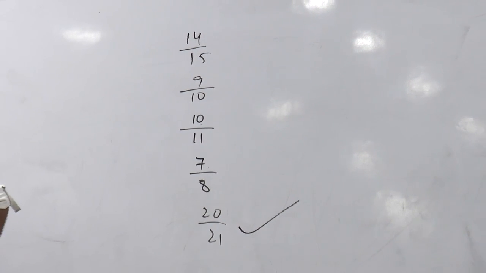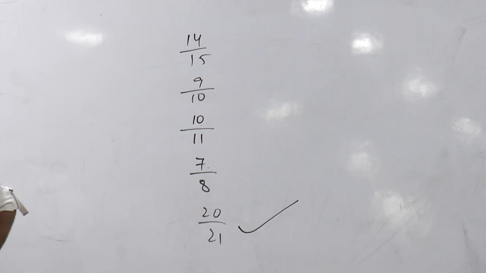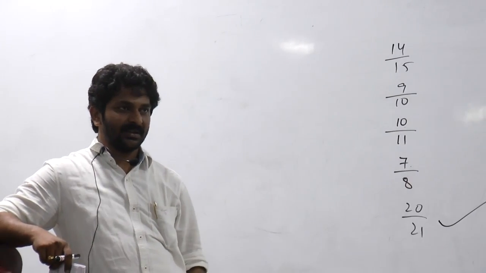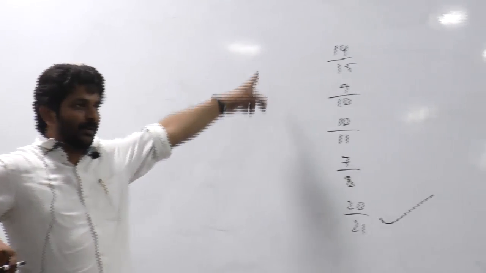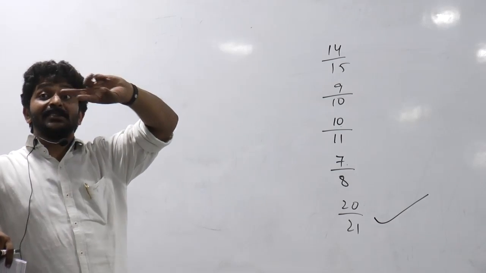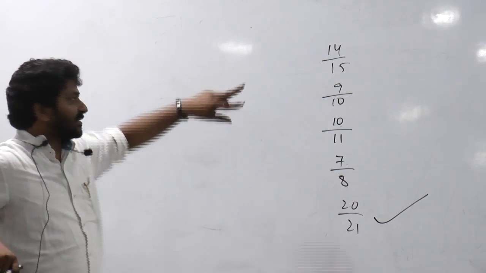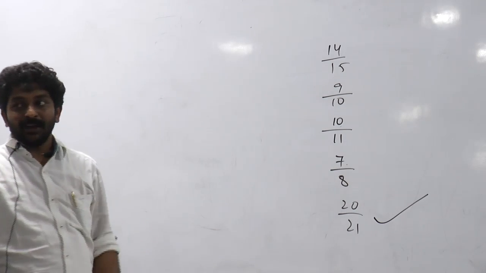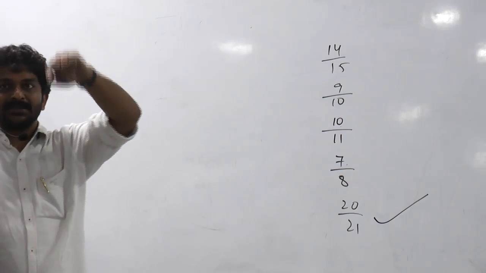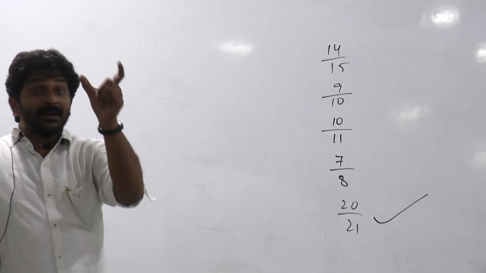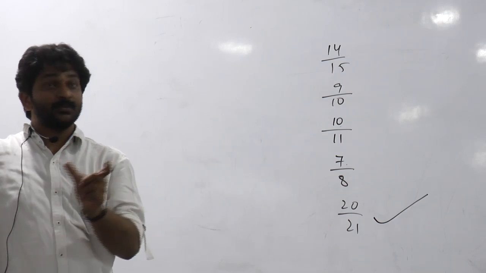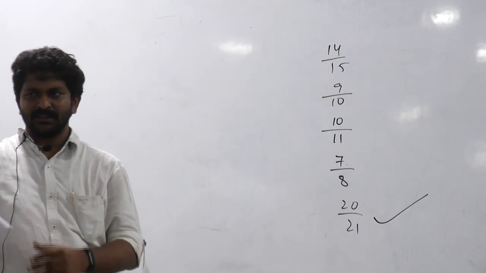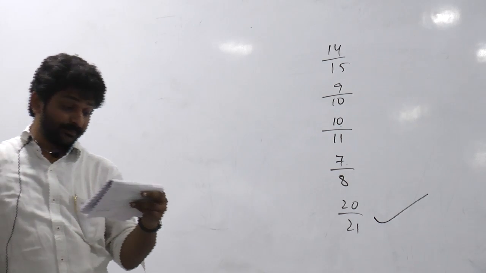If the difference between numerator and denominator is the same, and if fractions are proper fractions, big numbers are bigger fractions, small numbers are smaller fractions. In the other case, the difference between numerator and denominator is the same, but fractions are improper fractions. Reverse these numbers: 15 by 14, 10 by 9, 11 by 10, 8 by 7, 21 by 20. If fractions are improper and still the difference is the same, big numbers will give you small fractions, small numbers will give you big fractions. Right? You need not calculate anything. Next, 58.